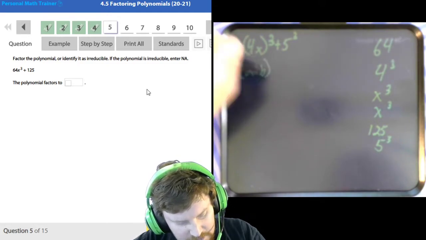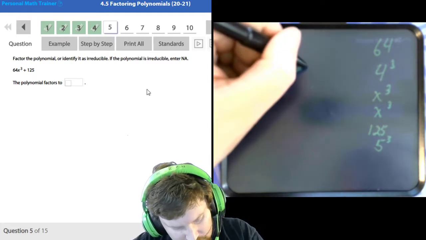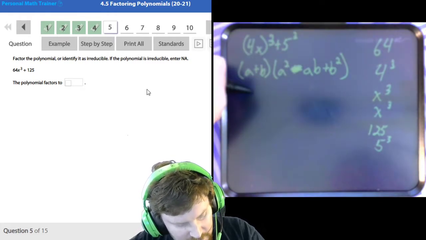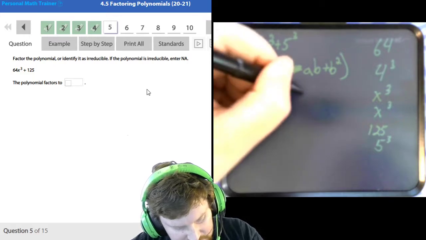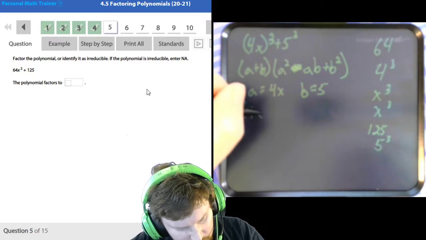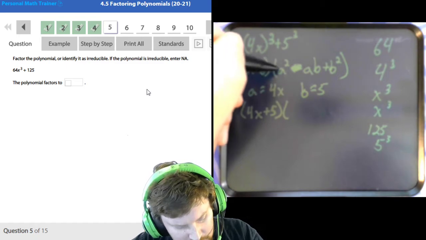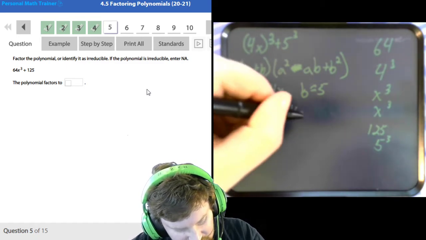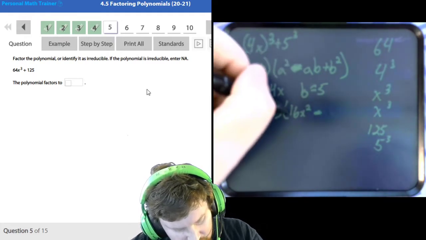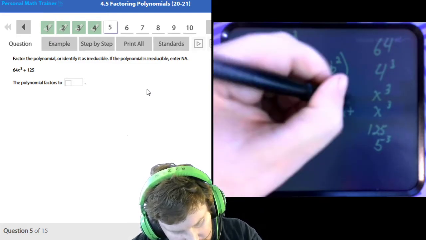Which means I have a plus b, a squared minus ab plus b squared, where a is 4x and b is 5. So 4x plus 5, 16x squared, because 4 times 4 is 16, minus 4 times 5 is 20, so 20x, plus 5 squared, which is 25.